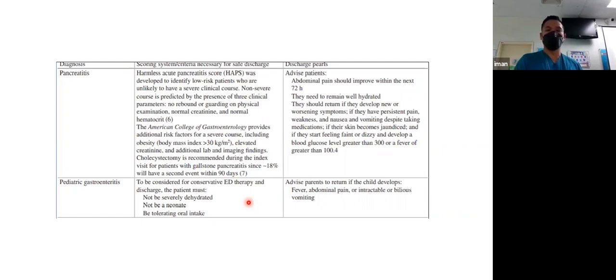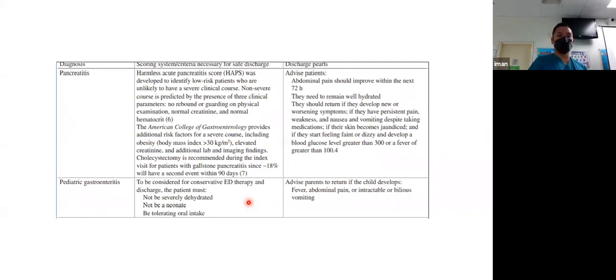to discharge this patient, we advise that the patient should improve their abdominal pain within the next 72 hours. Okay, they need to stay well hydrated, and they should return if they develop worsening symptoms, persistent pain, weakness, nausea, vomiting, and also if they have fever, high grade fever.